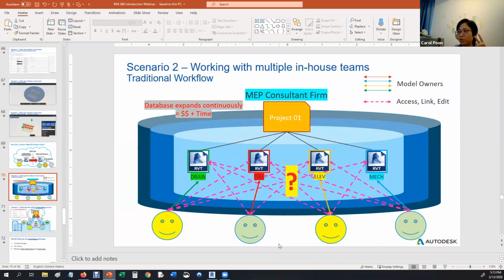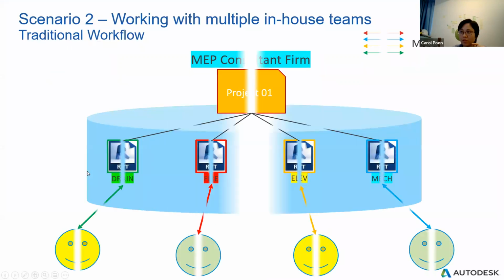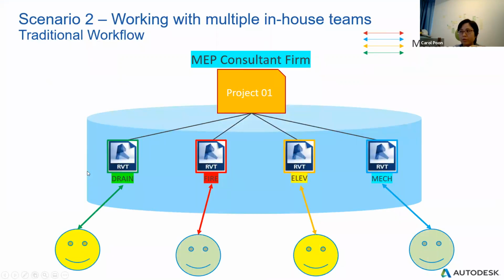But in real practice, I want to explain two scenarios in Hong Kong, especially. In Hong Kong, I think this scenario is very popular. Assume that there is an MEP consulting firm. They have won a project named Project CO1. In a traditional practice, they may have four modelers. They work on the drainage, fire, electricity, mechanical Revit models. There are 4 modelers.